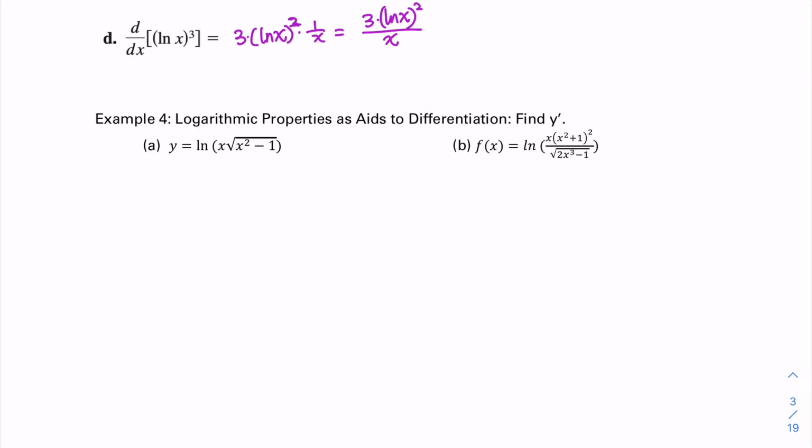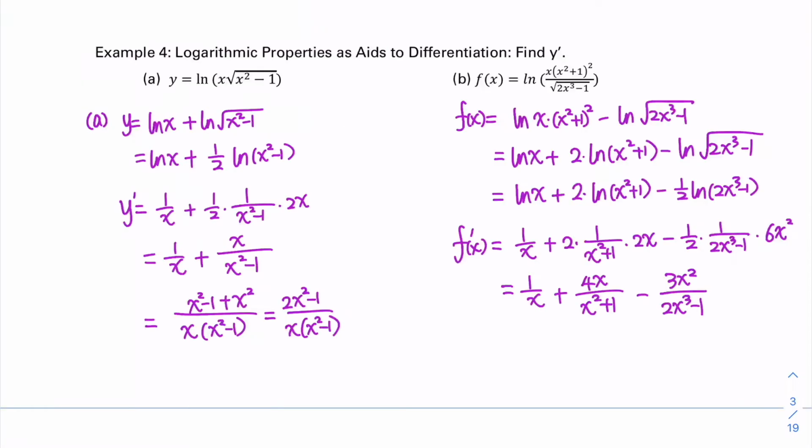How do we combine the properties and find the derivative? Okay, you can pause the video now for 2 or 3 minutes and then check your answers. After you finish example 4, you can compare your answer with mine. If you look at part A and part B, I use a property to simplify the function first, and then I take the derivative.